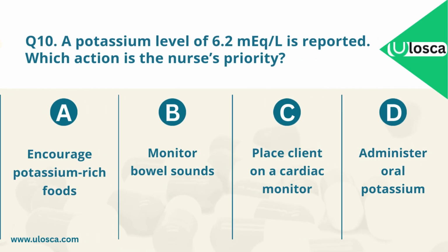Question 10. A potassium level of 6.2 milliequivalents per liter is reported. Which action is the nurse's priority? A. Encourage potassium-rich foods. B. Monitor bowel sounds. C. Place client on a cardiac monitor. D. Administer oral potassium. Which one is the correct answer?